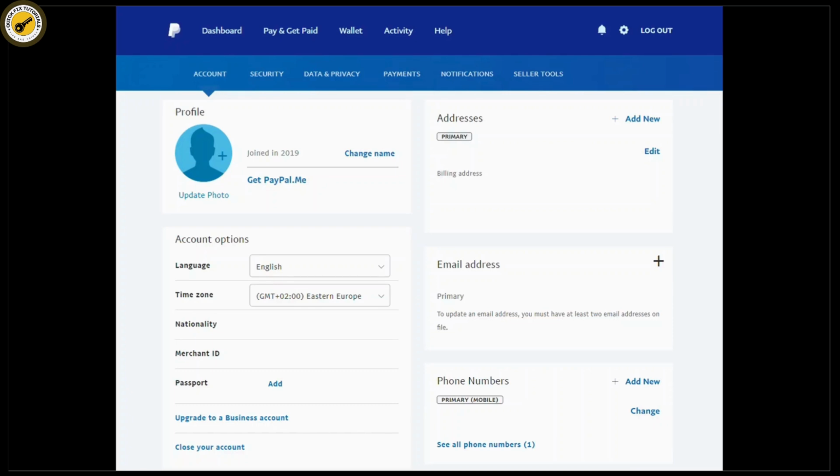Basically, PayPal accounts are not identified by any account number or ID, but rather by the email address or mobile number used to log in.